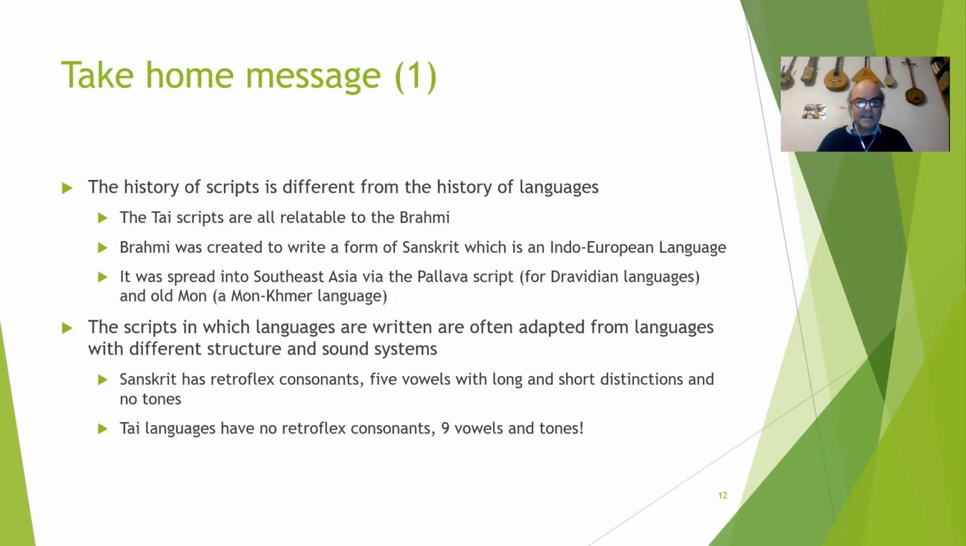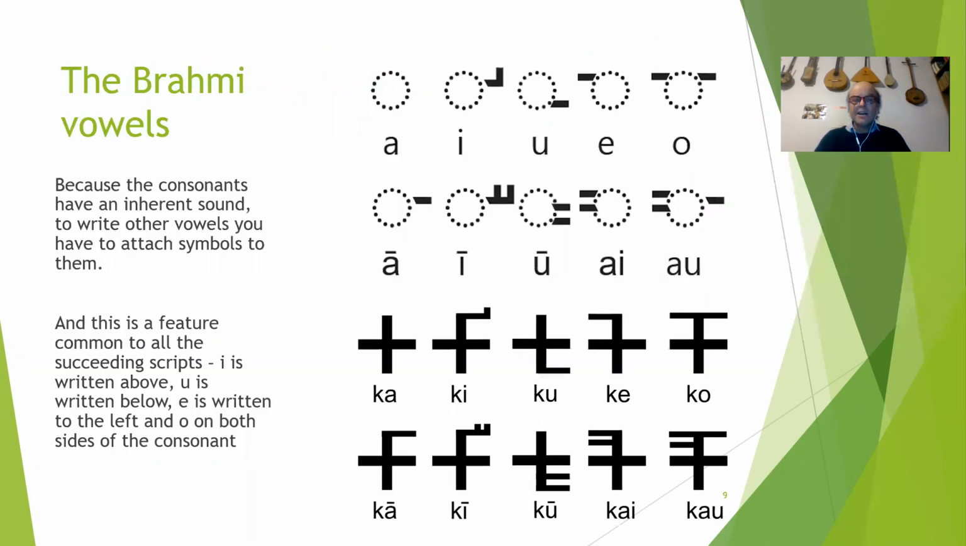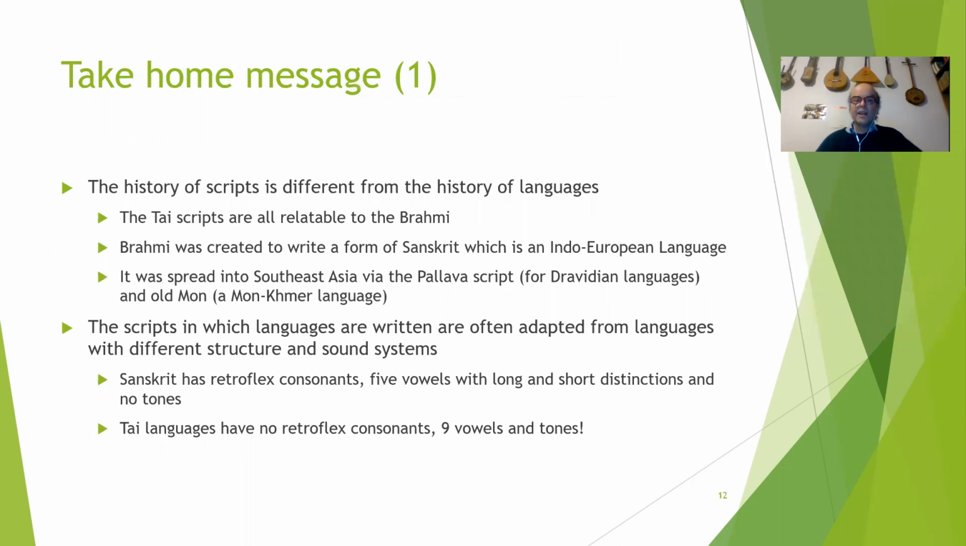If we just go back very briefly to have a look at the Brahmi vowels, for example, there's a separate symbol for each vowel. There's no problem in distinguishing the different sounds in this form of Sanskrit using this script. But this isn't the case in the languages that adopted the script. Okay, so what are some of the things that then become a challenge?